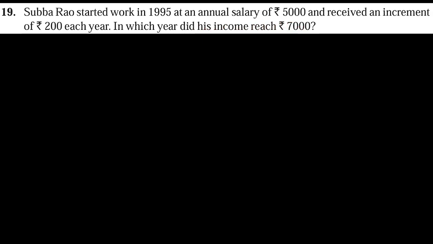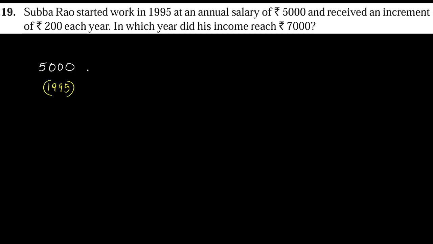So I will explain the question. It is not a tough question, but slightly indirect compared to the previous question. Initially, Subbarao was getting 5,000 rupees annual income. In which year was it? 1995, the starting year. In the year 1995, his salary was 5,000.